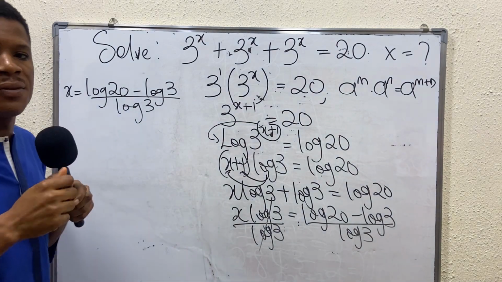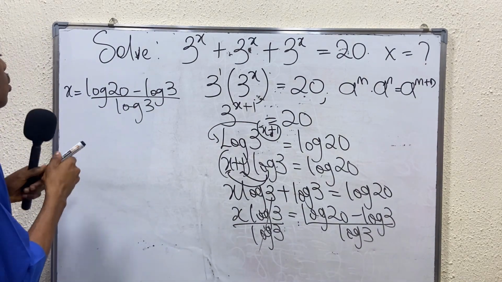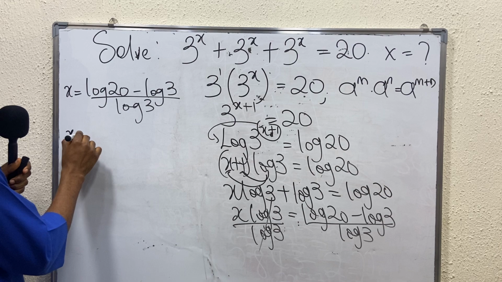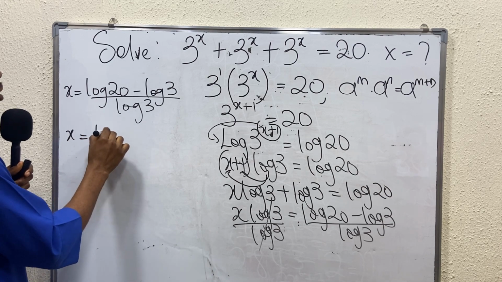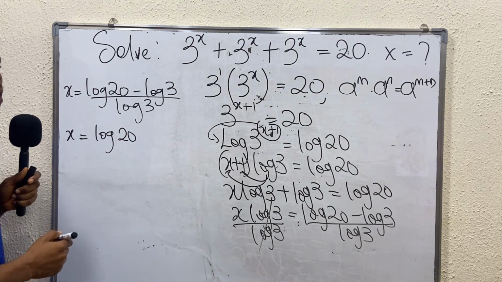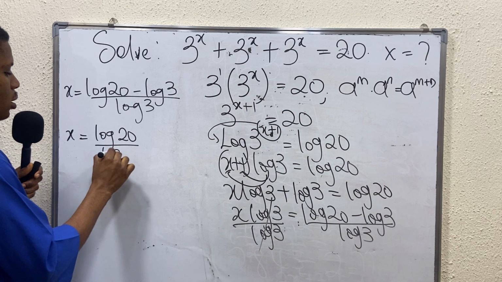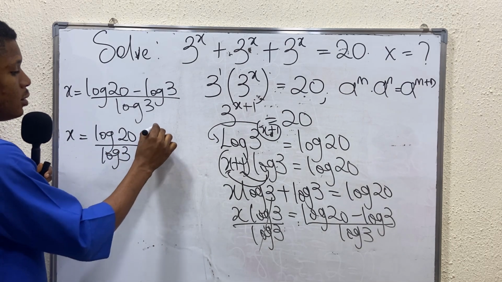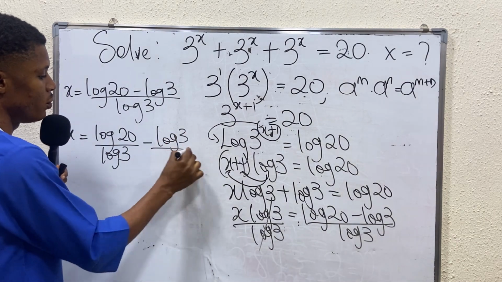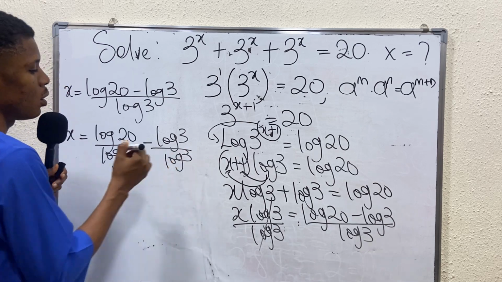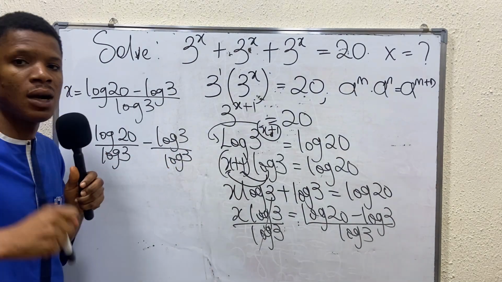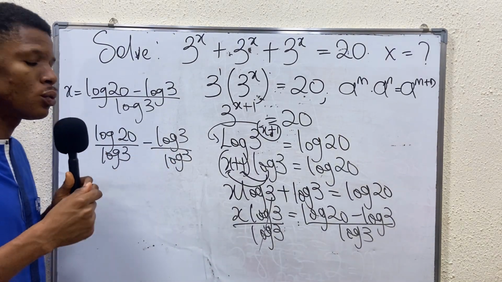So we have to split the fraction. How do we do that? We can now say that x is equals to log 20 over log 3 minus log 3 over log 3. So if you have this now, it is now very easy and simple to do.